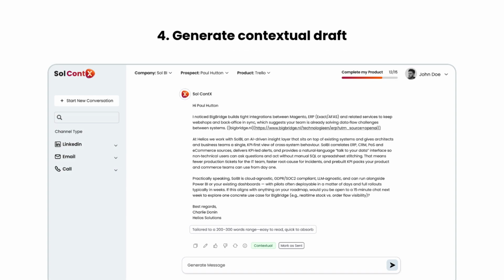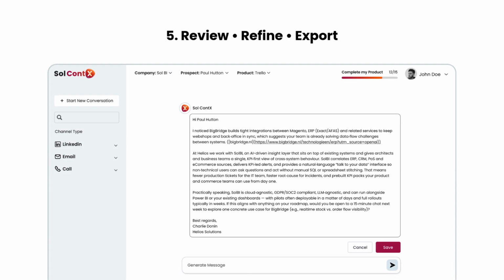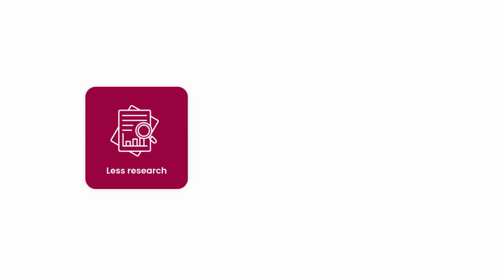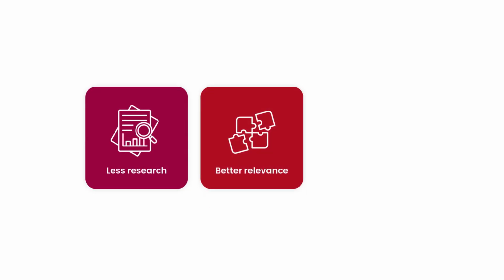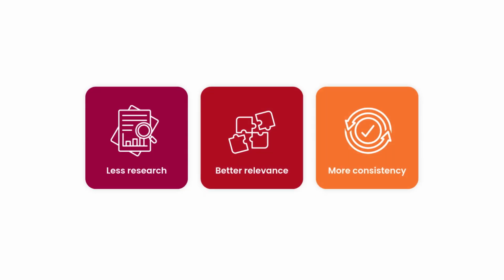Next, it generates a hyper-contextual draft built for that buyer and that account, not something broad enough to fit everyone and persuade no one. Here, the user can review, refine, export, or reuse it across outreach workflows. The business value is simple: less manual research, more relevant outreach, and more consistent strategic quality across the team.